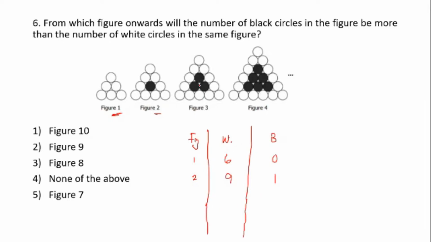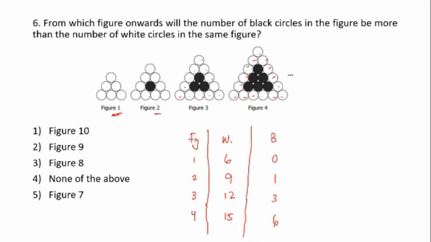In figure 3, there are 1, 2, 3, 4, 5, 6, 7, 8, 9, 10, 11, 12 white circles, and there are 3 black circles. And in figure 4, there are 1, 2, 3, 4, 5, 6, 7, 8, 9, 10, 11, 12, 13, 14, 15 white circles, and there are 6 black circles. So now from here, you can already start to see the pattern, right?